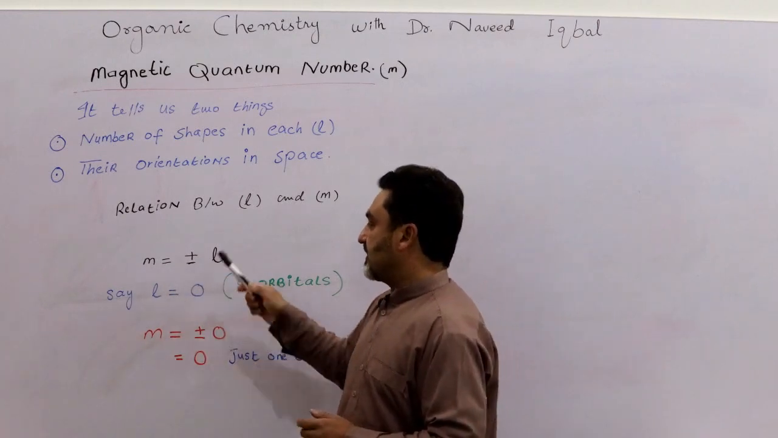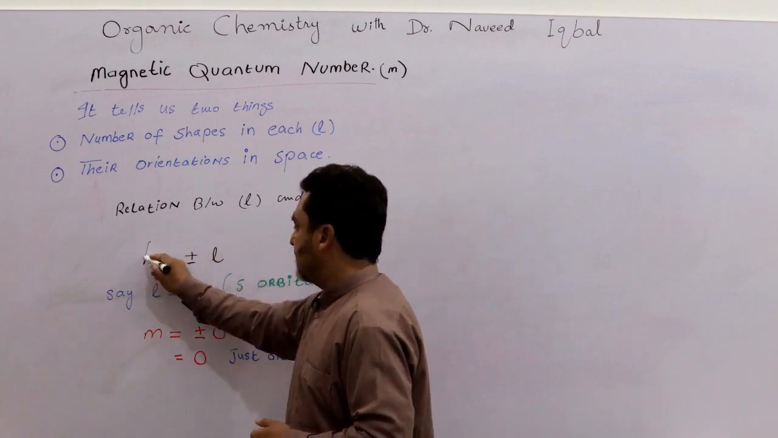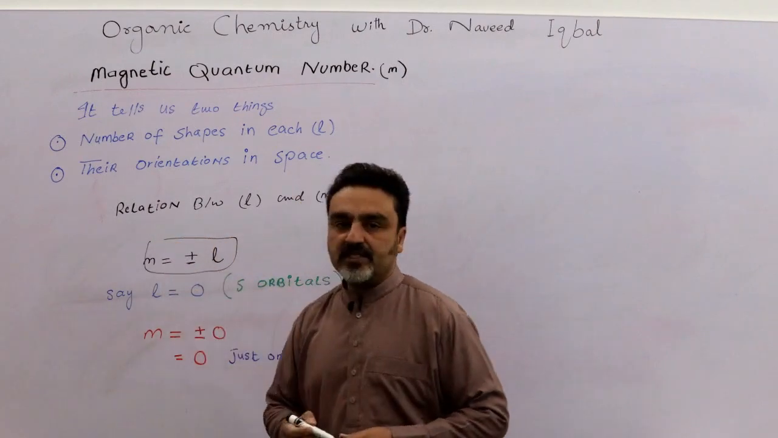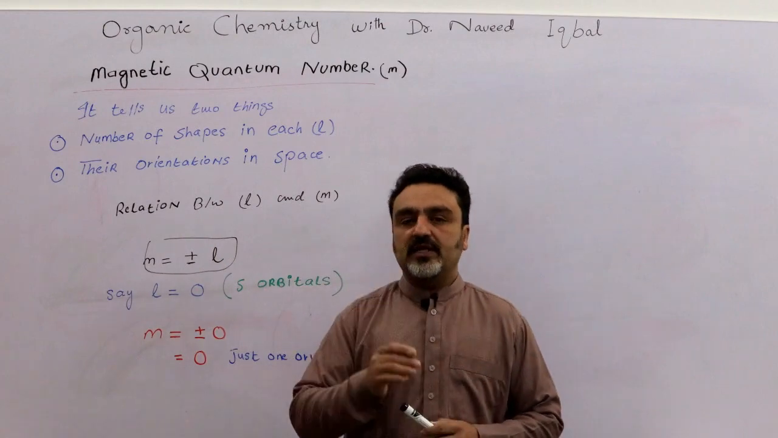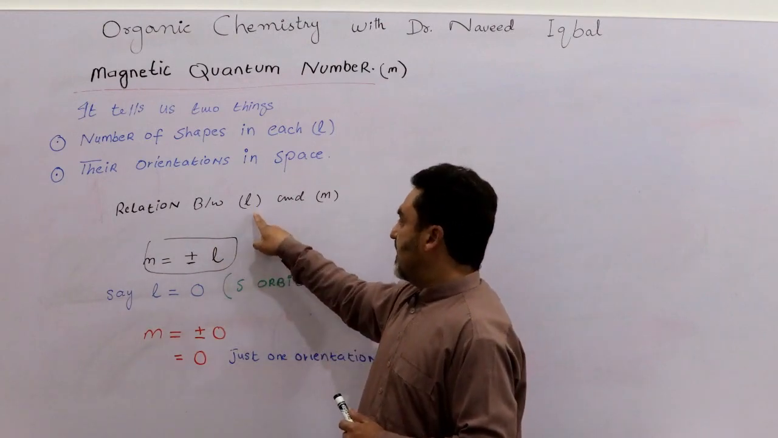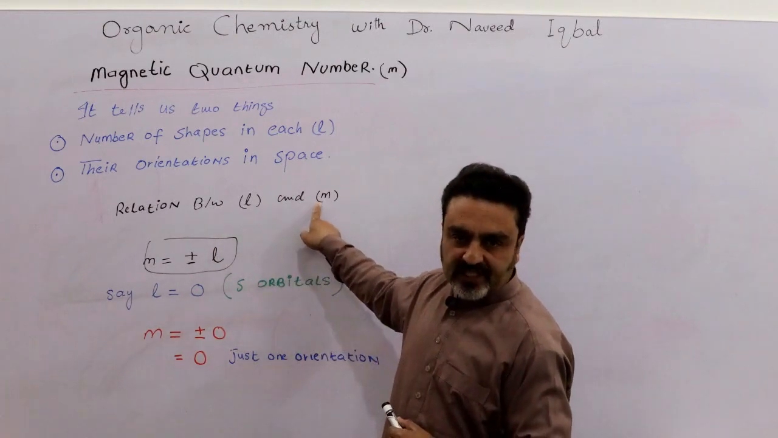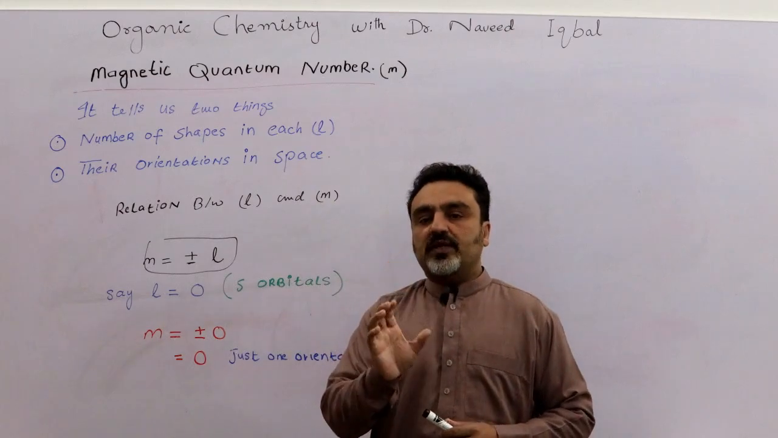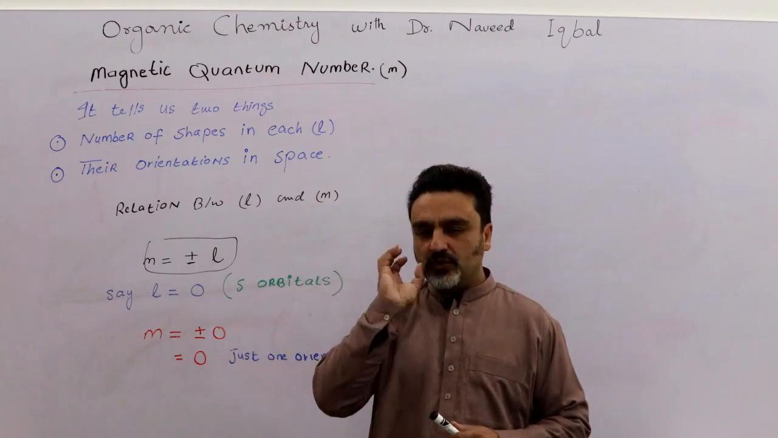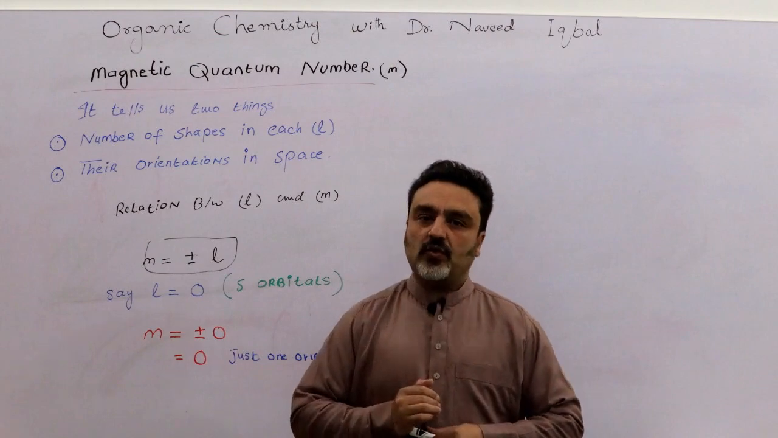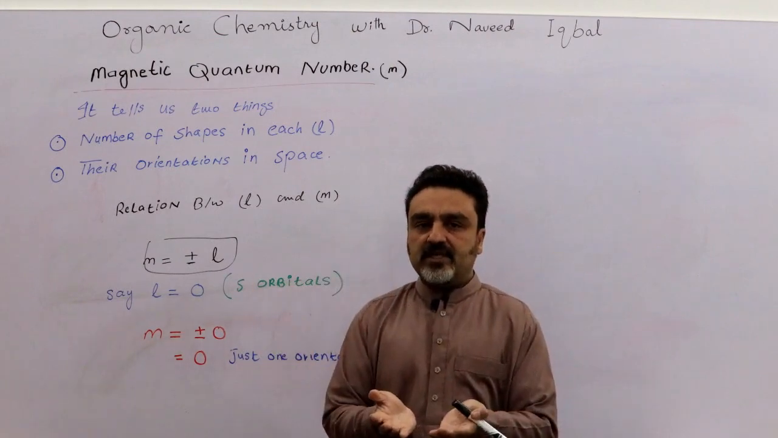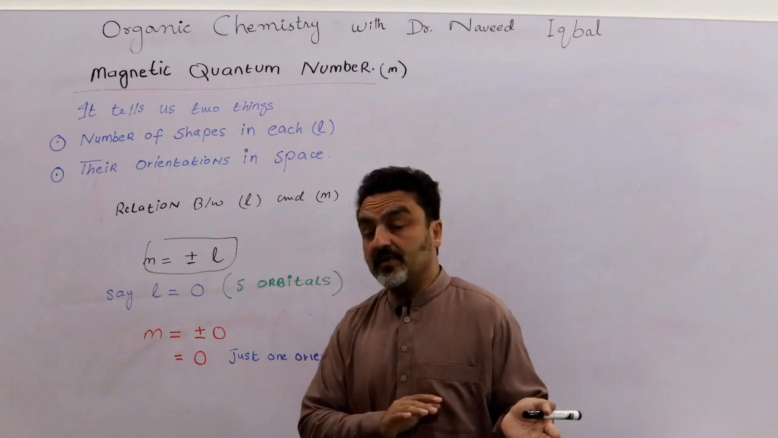They have just devised this formula for it. M is equal to plus minus L. Suppose now we are relating the azimuthal quantum number with the magnetic quantum number. So if L is equal to 0, now you are talking about the S orbital. We know that it is a spherical shape, and how many orientations are possible for it?